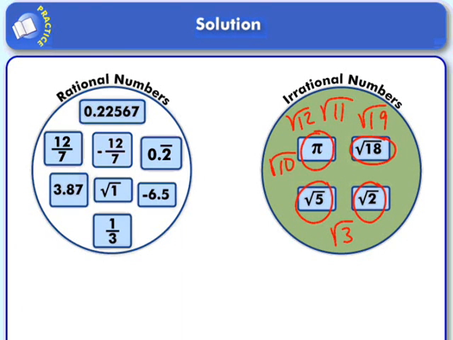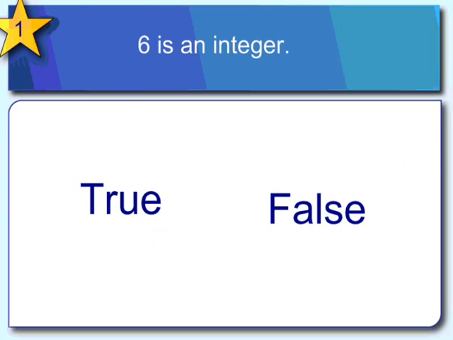Now you're actually looking at a Venn diagram, and you'll notice they don't intersect. And the reason being, there is no number that can be both rational and irrational. It's either one or the other.